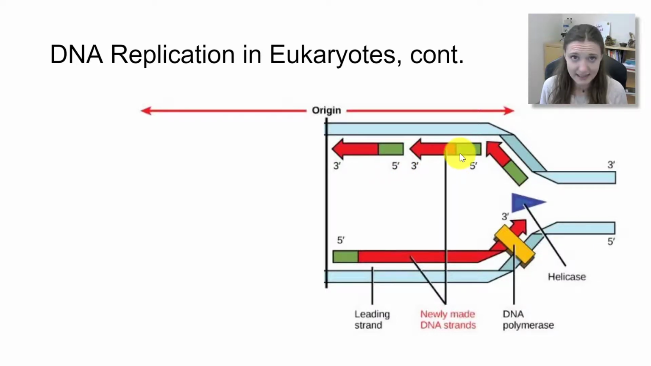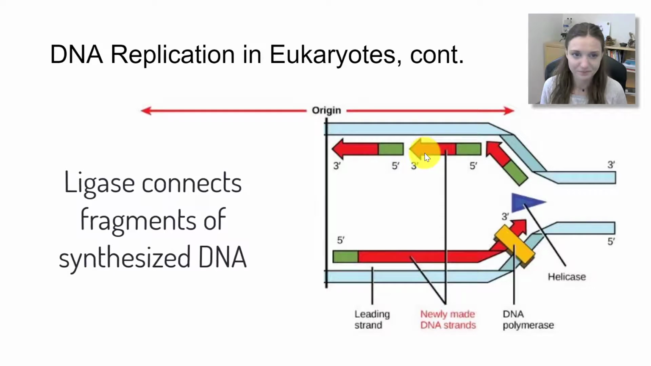But we're still replicating DNA. We're still making progress, right? So this will continue on. Helicase will continue on all the way down the length of the chromosome. And then we got to connect all these pieces together. We don't want any gaps in our DNA molecule. We want it to be one continuous molecule, right?